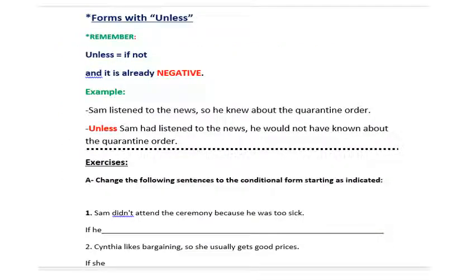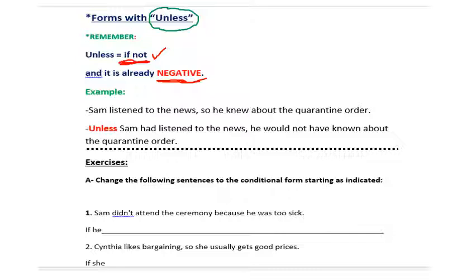Now, forms with unless. You have, sometimes instead of if, they would say unless. What does unless mean? Sometimes here it gets a little confusing, okay? But with practice, which we're going to do a lot, we will be able to avoid the little mistake. Unless means if not. If not, okay? And it's already negative.